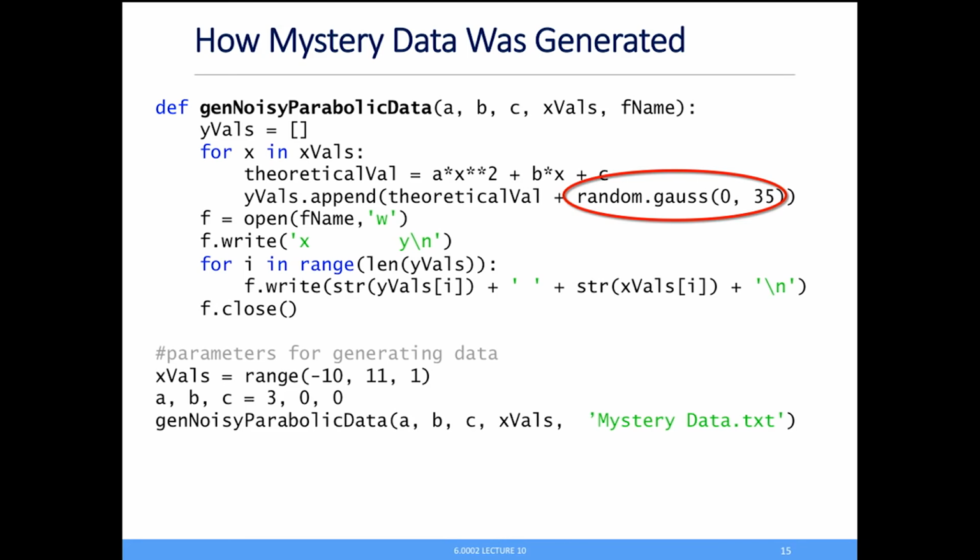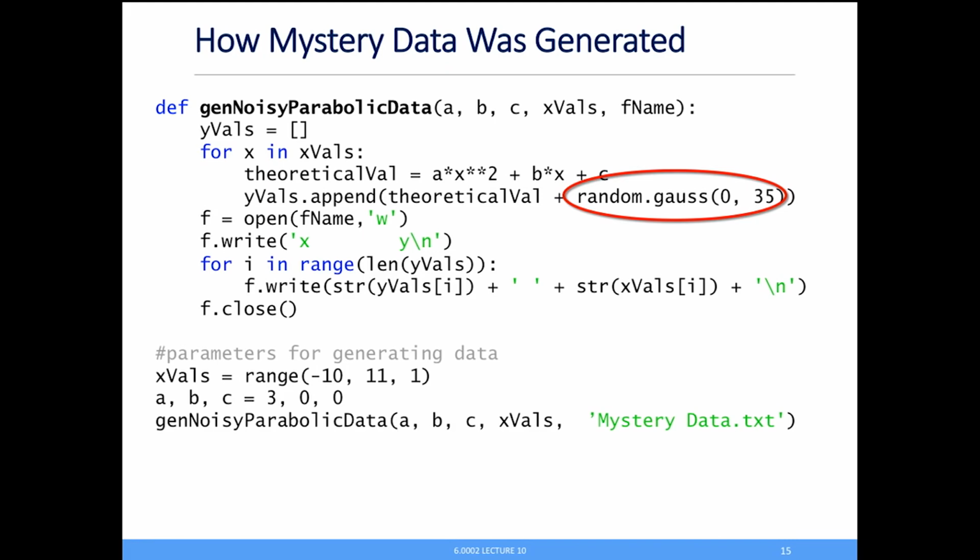So random.Gauss takes a mean and a standard deviation, and it generates noise following that bell-shaped curve or that Gaussian distribution. So the 0 says it's 0 mean, meaning there's no bias. It's going to be equally likely to be above or below the value, positive or negative. But 35 is a pretty good standard deviation. This is putting a lot of noise into the data. And then I just added that into y values.